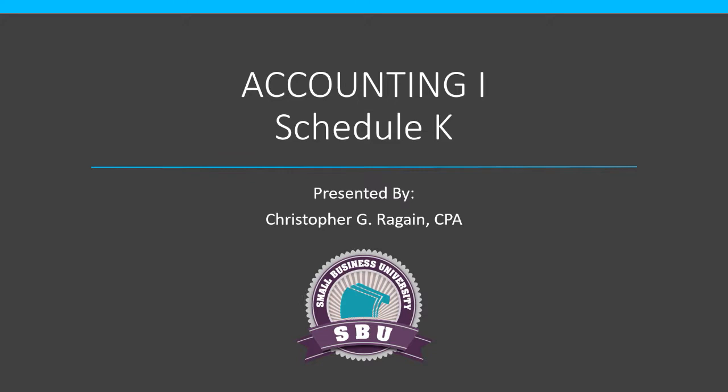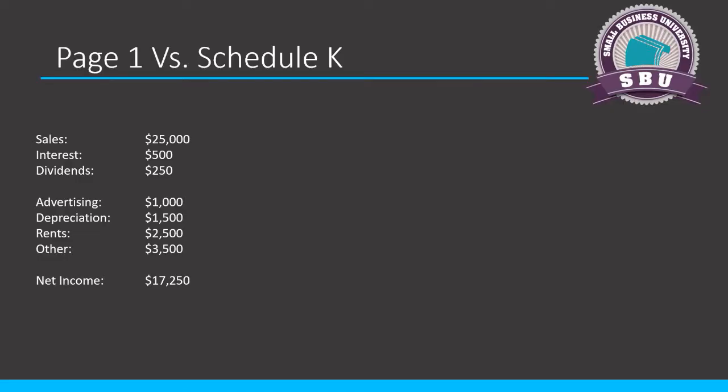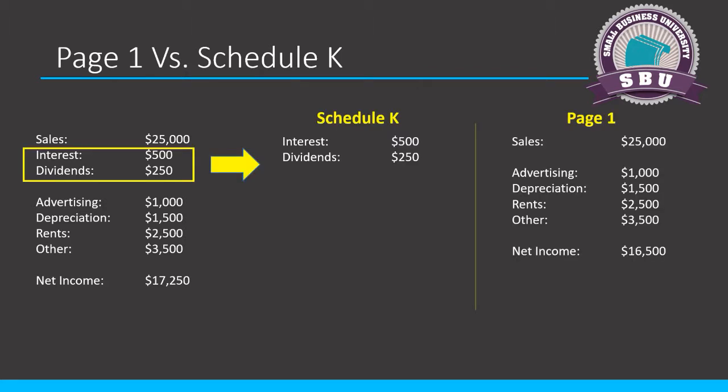Let me first start with a slide that I used in the last lesson when we were talking about the Schedule K and the 1120S forms. Let me go back to this slide and refresh our memory about how the Schedule K works. Remember, I've got an income statement over on the left here that has sales and interest and dividends. And then as we understand, it breaks out into two different pieces. Just to recap, in the 1120S, some of the items are reported on the Schedule K. Anything that is not reported on the Schedule K is reported on page 1 of the 1120S.